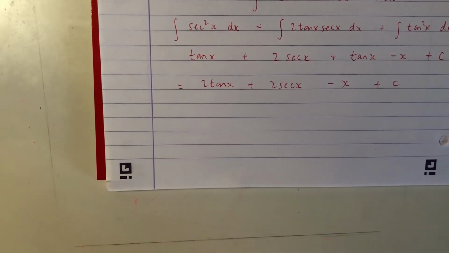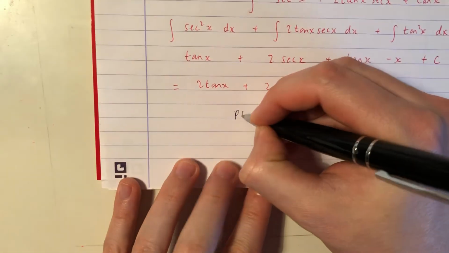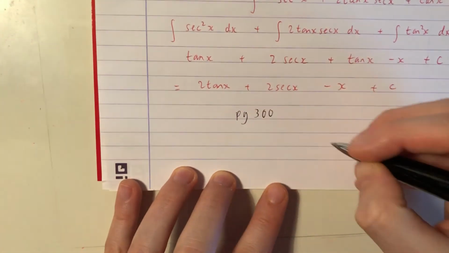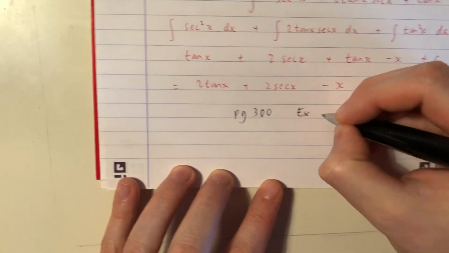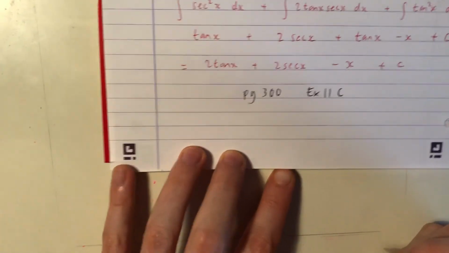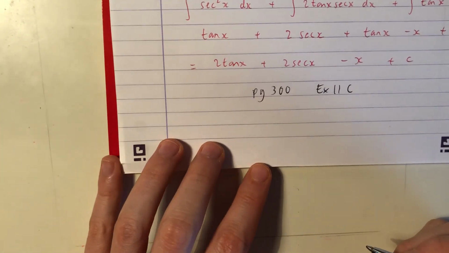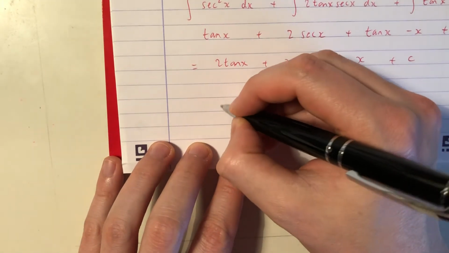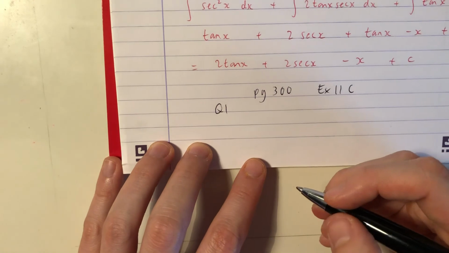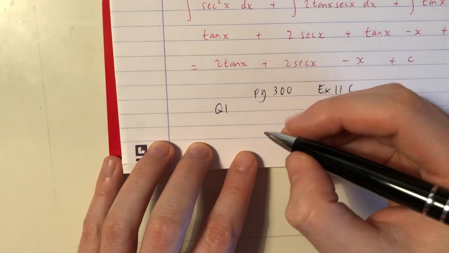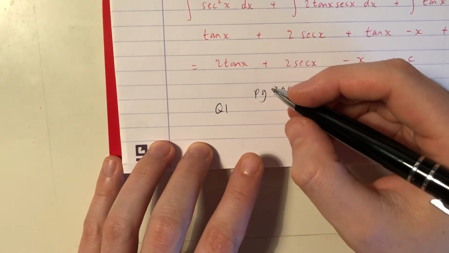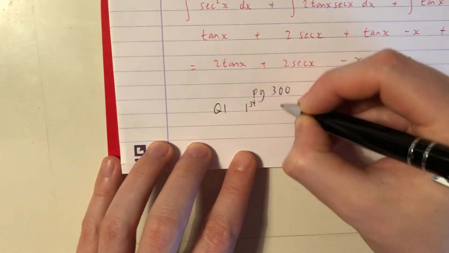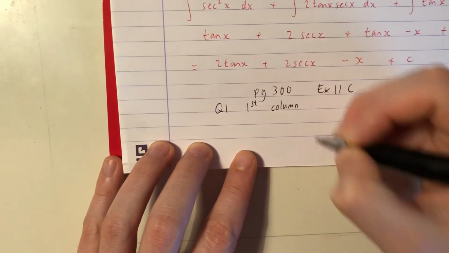are as follows. So if you find page 300, exercise 11C, okay, you're going to try the following. So you're going to do question 1, but you're only going to do the first column. Remember, you've got to use your trig identities for these.